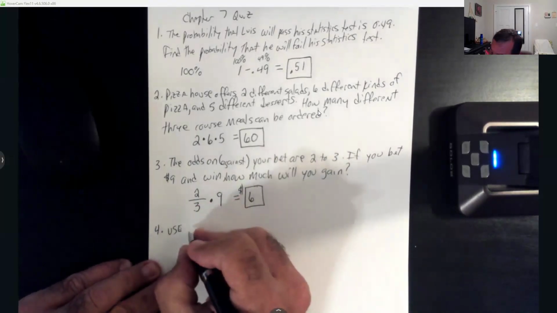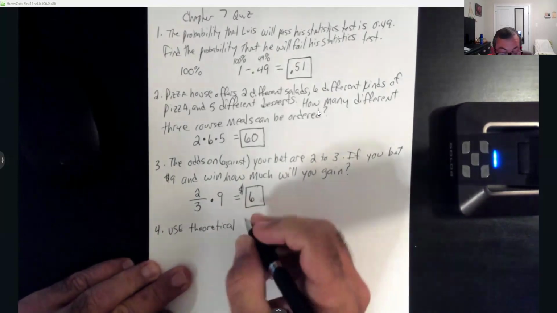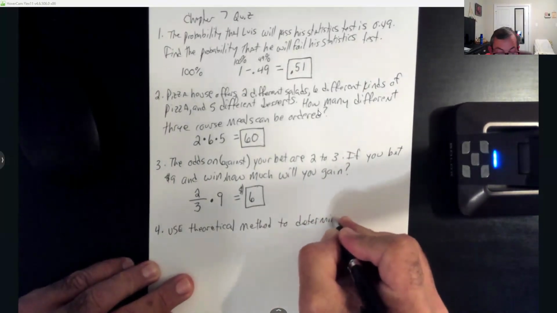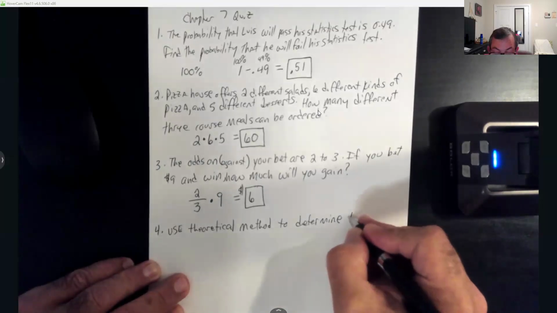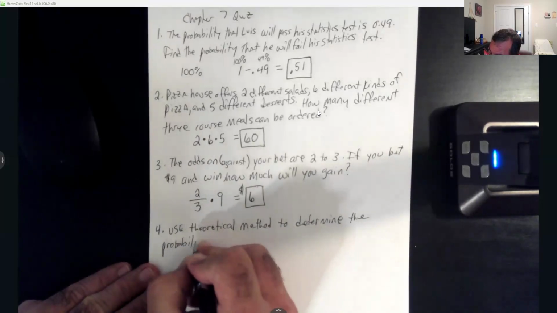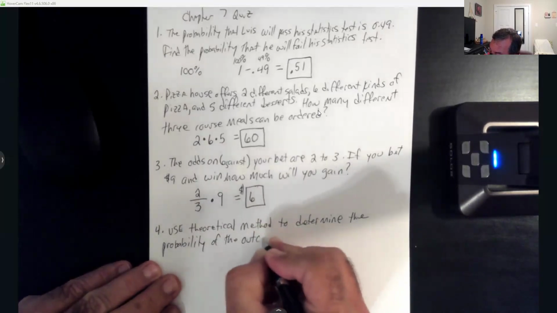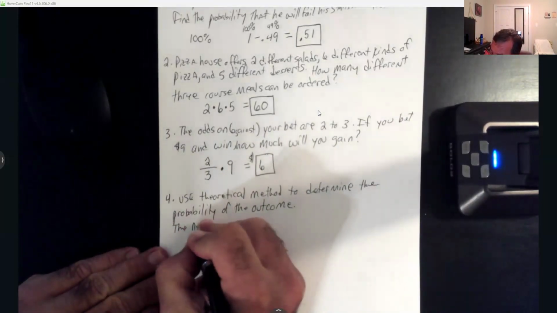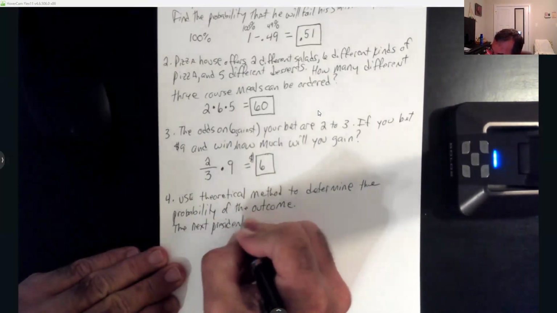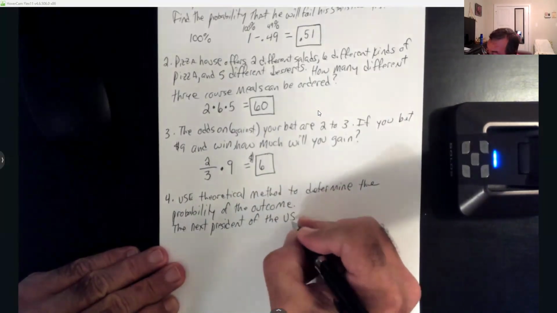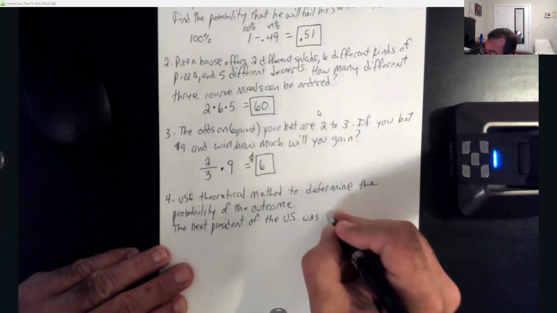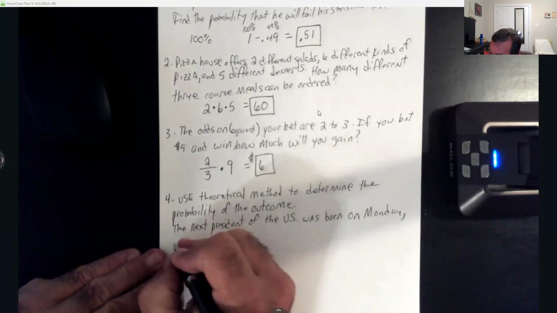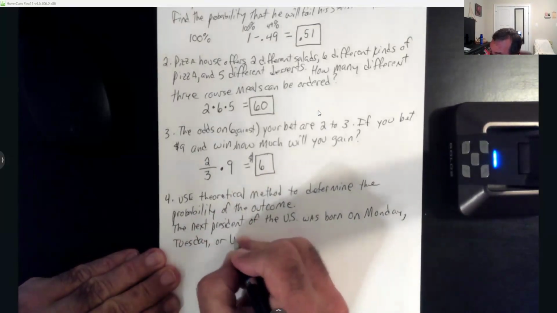All right, so they want me to use the theoretical method to determine the probability of the outcome. Now, it says the next president of the United States was born on Monday, Tuesday, or Wednesday.